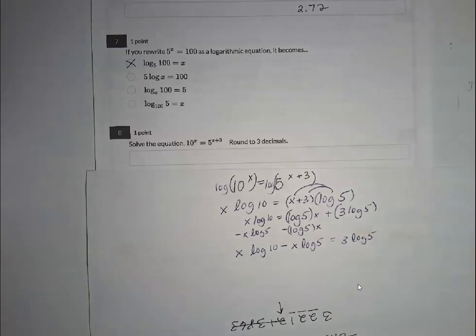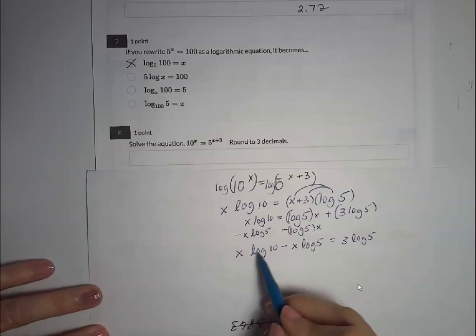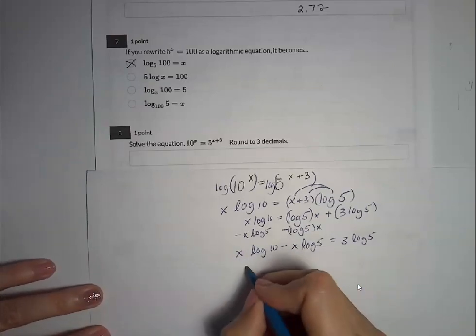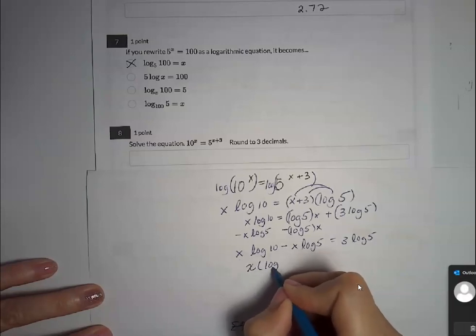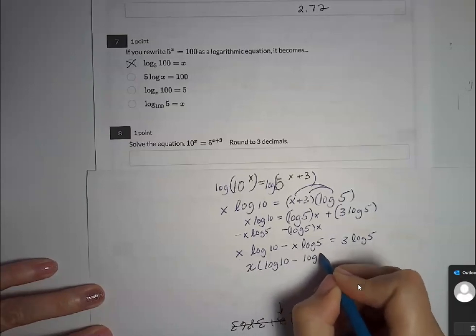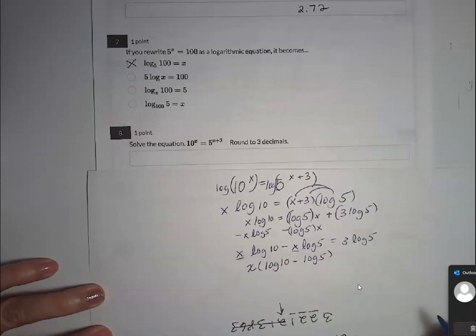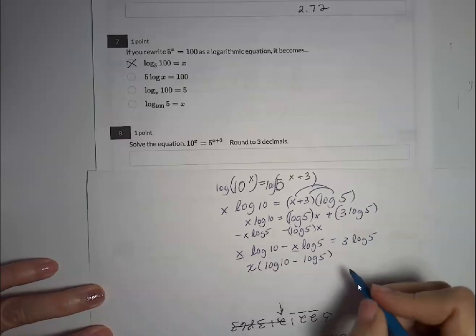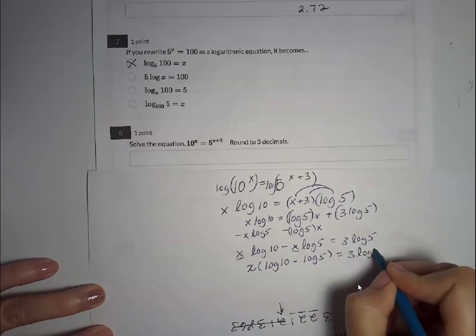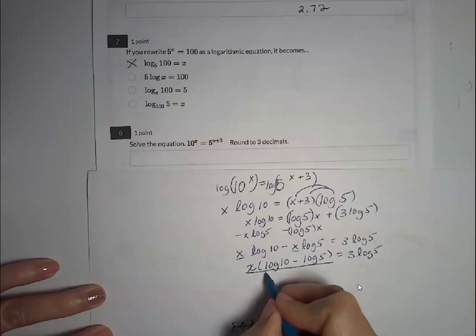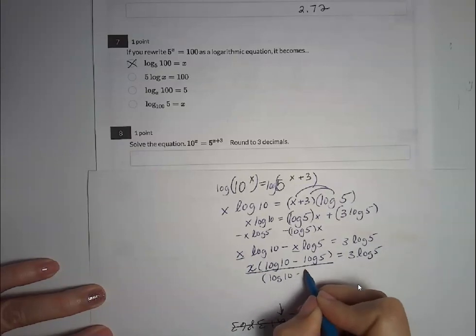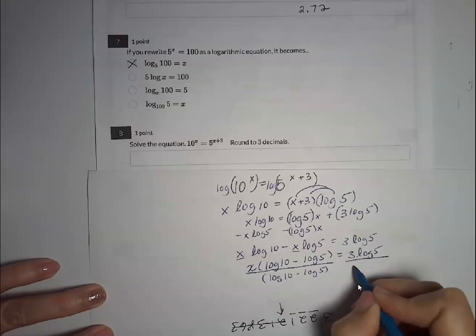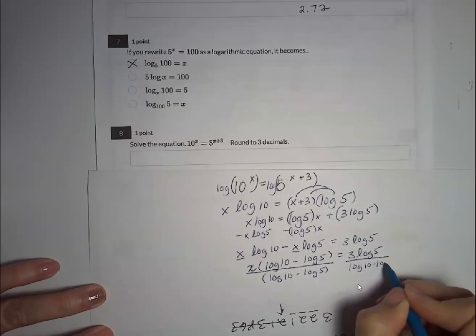My goal is to get the variable that I want to solve for alone. So I want to get it on one side of the equation, and then factor it out. I see I have an x in both terms, so I'm going to factor it out. And now I'm just going to divide by log of 10 minus log of 5, over log of 10 minus log of 5.